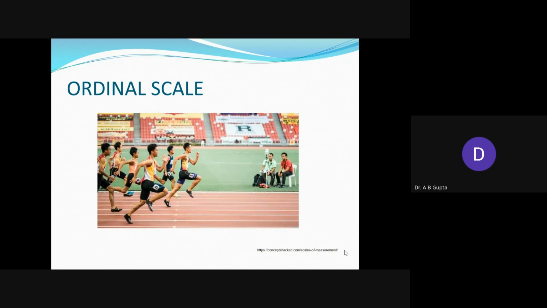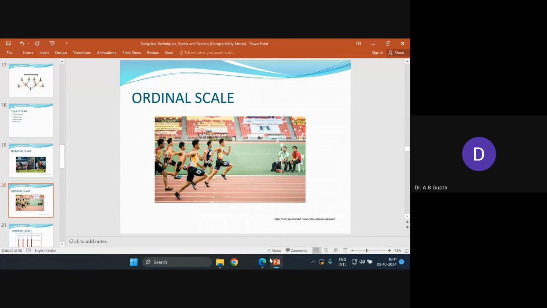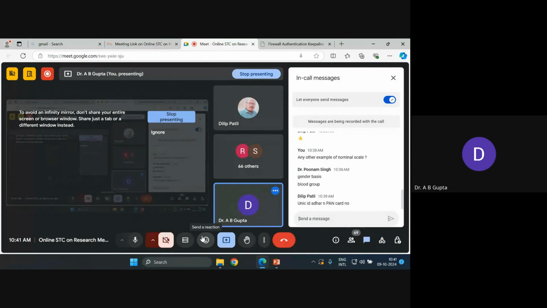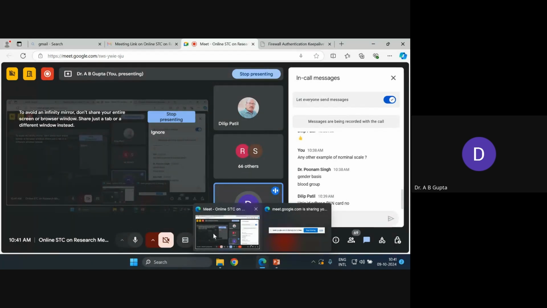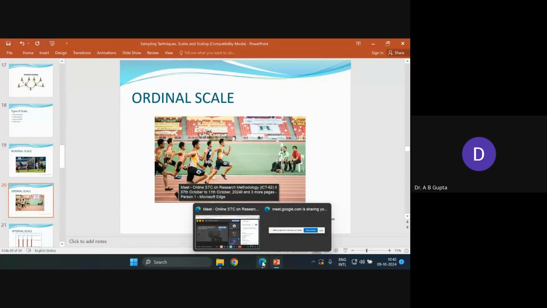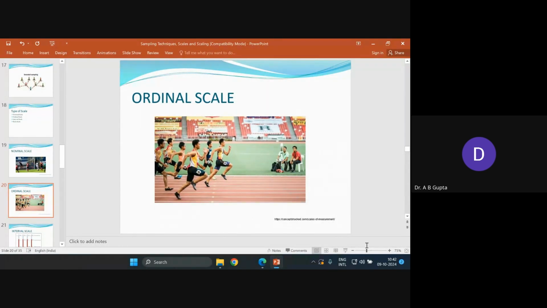Like for example, this race winner. Similarly, movie rating. You are also rating movies online. Sometimes you are asked, you have seen around 10 or 12 movies, which is the movie you prefer, which is movie number 1, movie number 2, 3. So you are ranking, but the interval is not equal. The difference between 1 and 2, between 2 and 3, between 3 and 4, they are not equal.